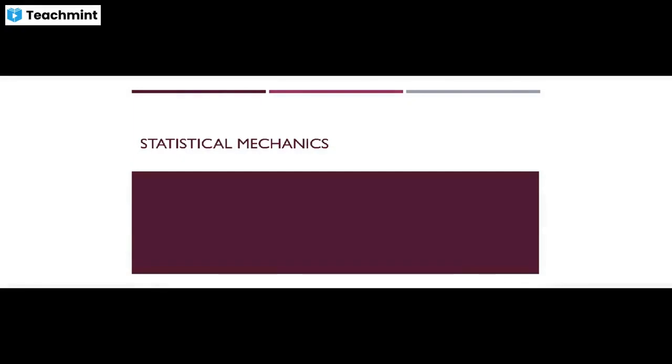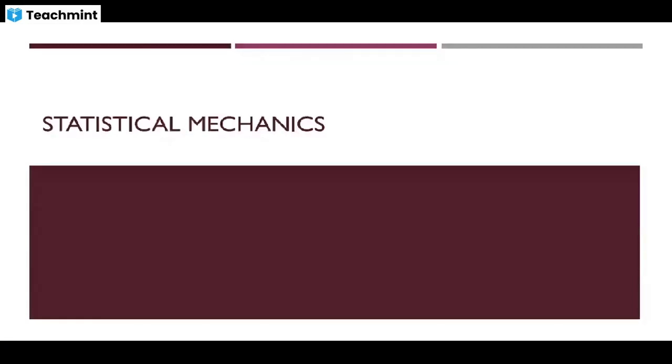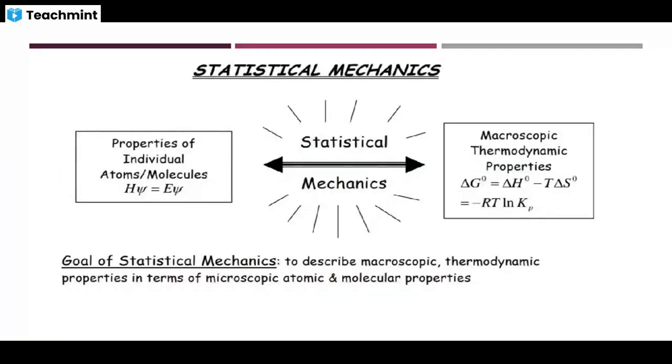So today we see statistical mechanics. What is statistical mechanics? Statistical mechanics is the bridge between the properties of individual atoms or molecules described by quantum mechanics and the macroscopic thermodynamic properties like delta G, delta H, T delta S, like that. So the main goal of statistical mechanics is to describe macroscopic thermodynamic properties in terms of microscopic atomic and molecular properties.